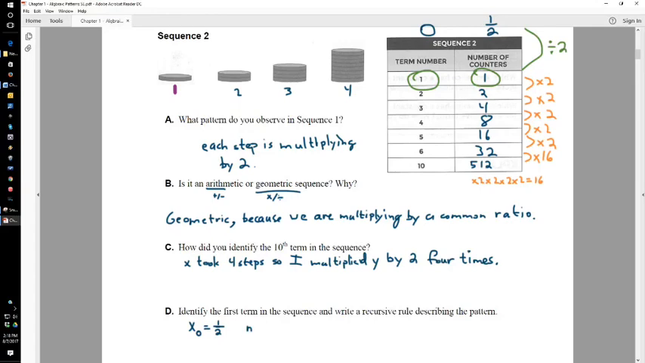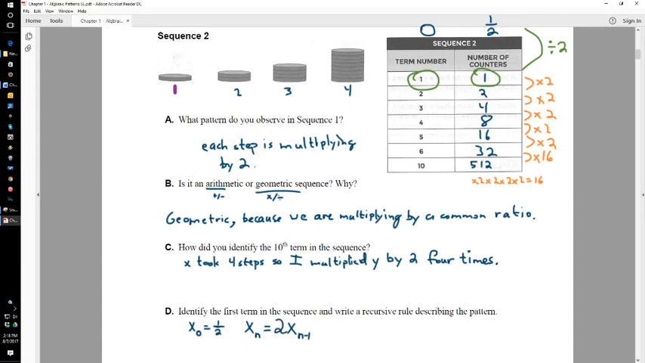X sub n, so x of n, that's whatever x I'm looking for, that's what that n means. Whatever x I'm looking for, I take the previous one, x of n minus 1, and I multiply it by 2. If you want to put a little dot right there to show that it's 2 times that, that's fine. If you're dividing by 2, just put it over 2 like that.